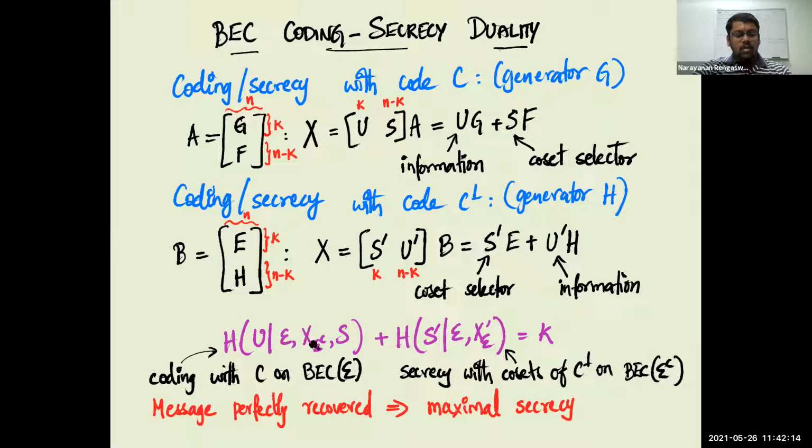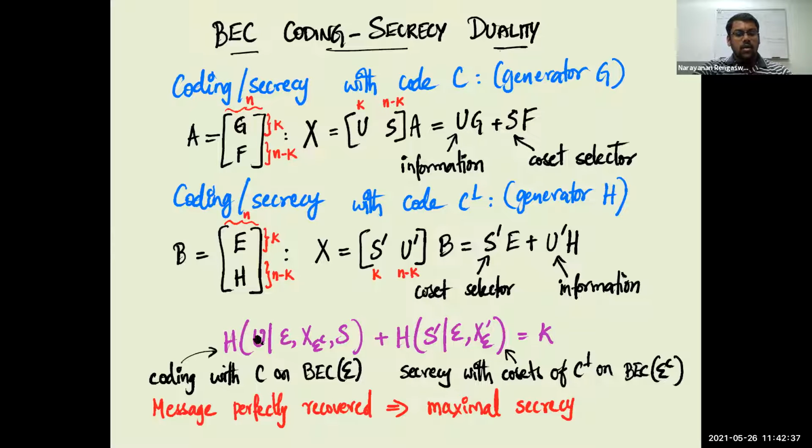And like we saw in the previous BEC slide, for channel coding, script E is the set of erased indices, whereas for the secrecy problem using the dual code on the dual channel, script E will be the unerased bits. So script E complement would be the erased bits. And here we can show this kind of duality.